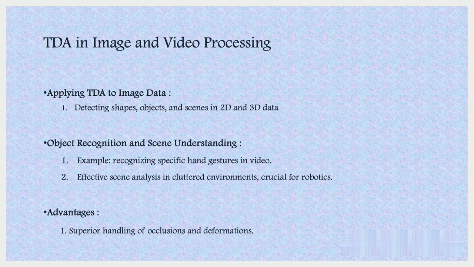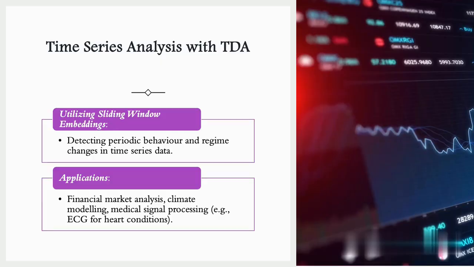Moving on to image and video processing. TDA helps us by identifying shapes, objects, and scenes in both 2D and 3D data. TDA excels at tasks like object recognition and scene understanding, which are crucial in fields such as robotics and autonomous driving. For example, it's particularly effective in dealing with occlusions, when parts of an object are hidden, and deformations, like objects that change shapes.